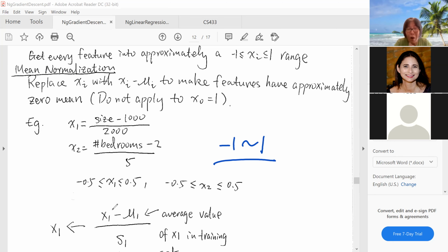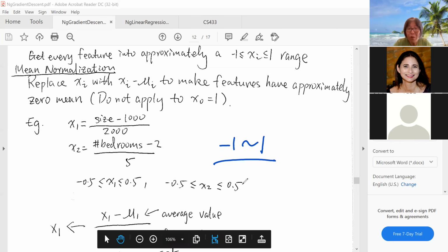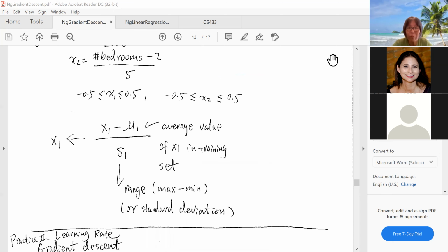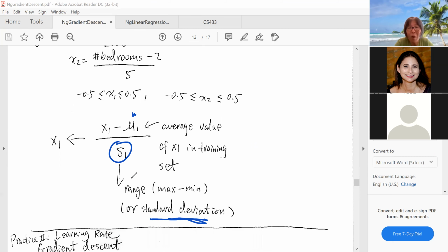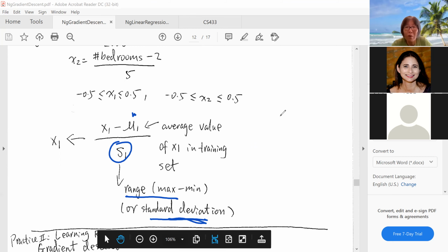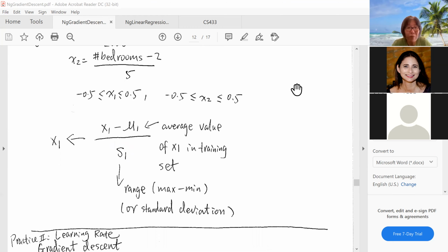For sklearn, it uses, over here, the mean value, the average value, and you can also use the standard deviation, or you can use the range. So that's for feature scaling.